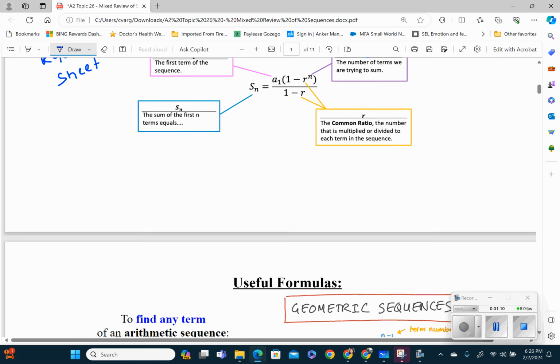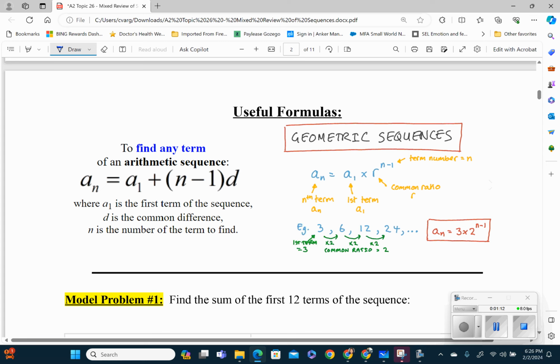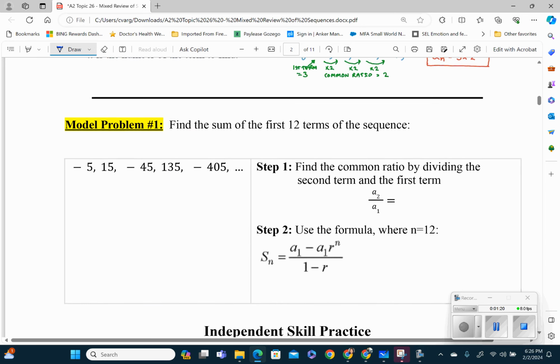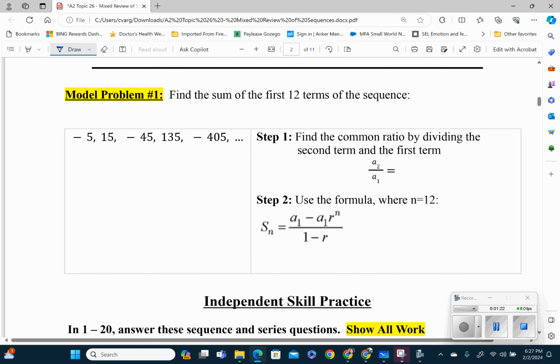And I think that goes through everything. So I just put this in as useful formulas. So this is for arithmetic sequence, and this is the formula for geometric sequence, and what each of these mean. So let's go through a model problem. There's only one. So find the sum of the first 12 terms here.